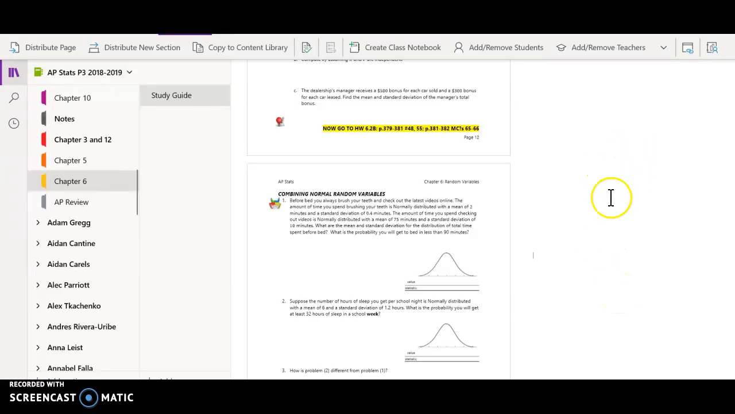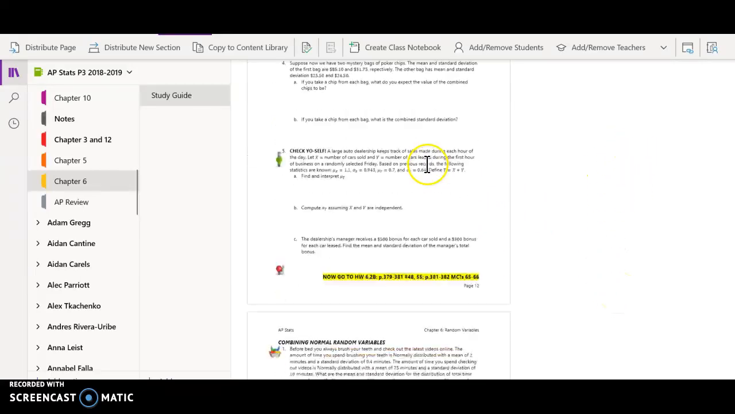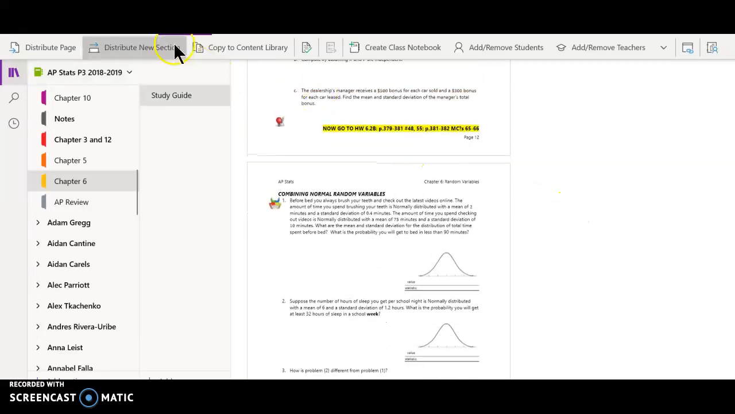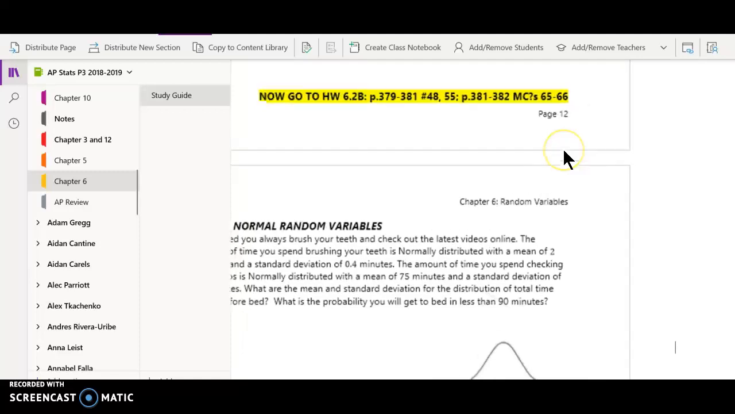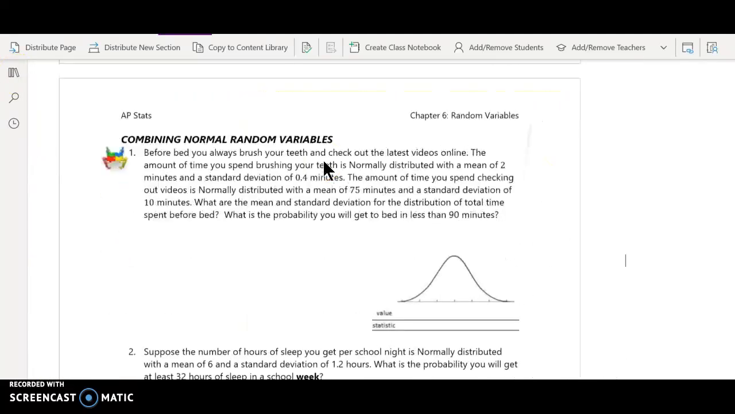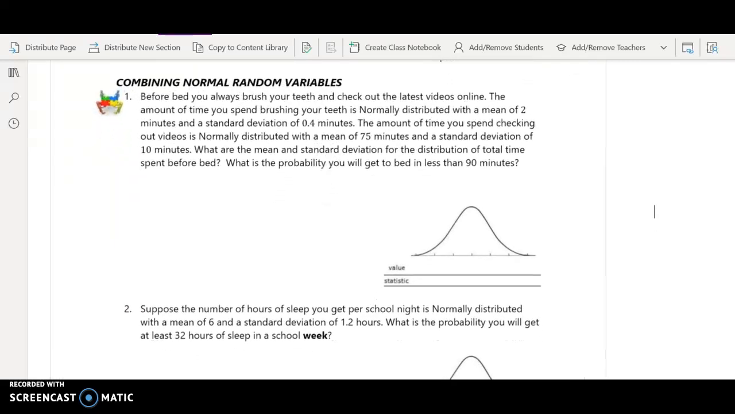Okay, so we're going to look at how we combine random variables, the discrete random variable rules from Friday, and how we can apply that to normal random variables here. So let's take a look at this first problem.